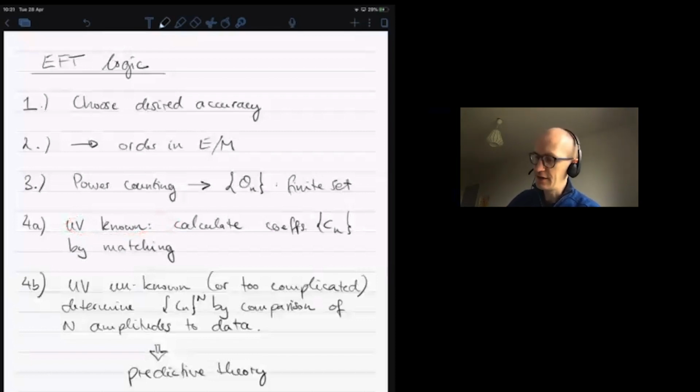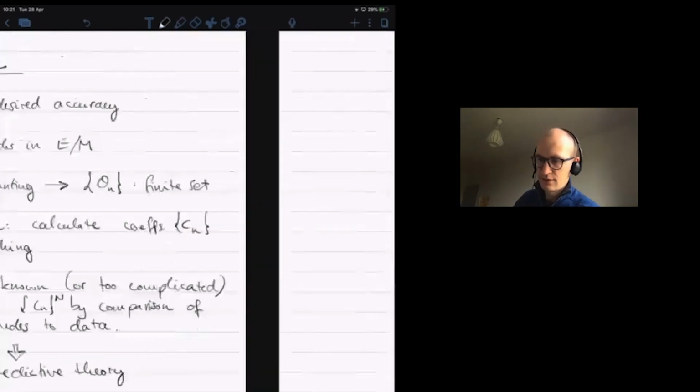All right, so that's just the reminder of the logic of EFT as we laid it out. Now let's apply it to gravity. That's the next step. Maybe I can also pause if there are any questions on your side. Okay, excellent. So let's do the power counting for gravity.